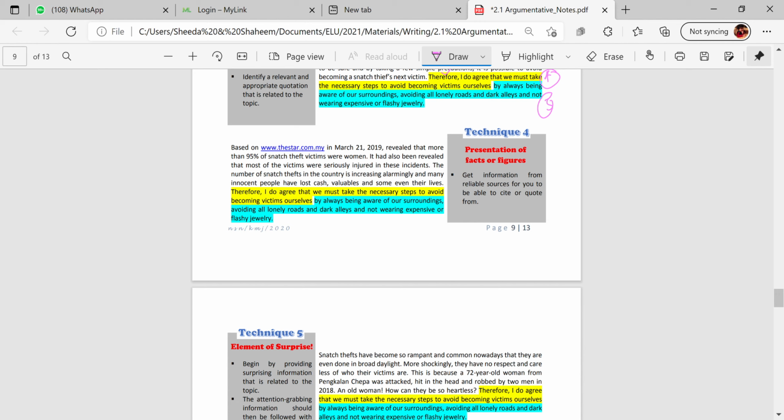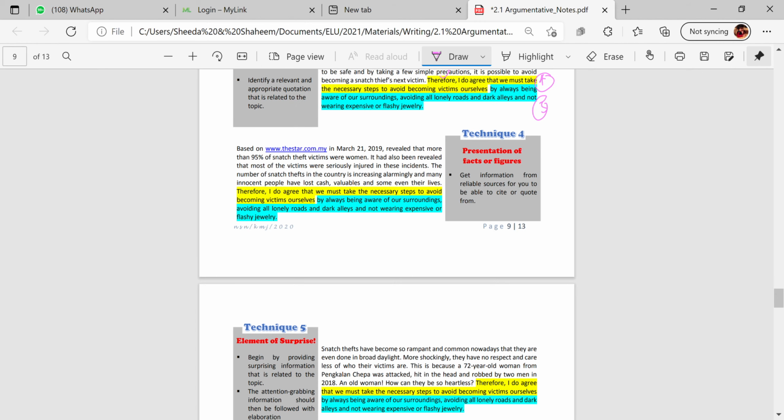For example, here, thestar.com.my in March 21, 2019 revealed that more than 95% of snatch theft victims were women. So as you can see, this technique begins with facts and figures. It had also been revealed that most of the victims were seriously injured in these incidents. Again, presentation of facts and figures. The number of snatch thefts in the country is increasing, so entering the topic, and then therefore I do agree, the stand and the thesis statement.